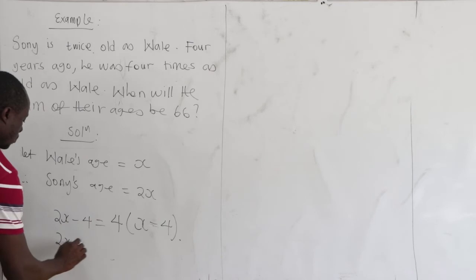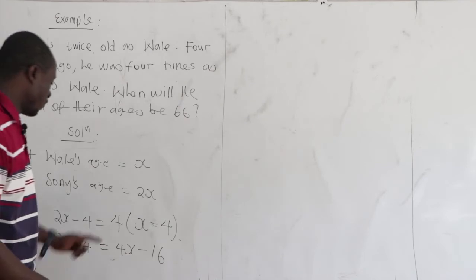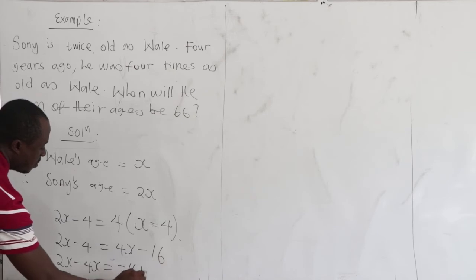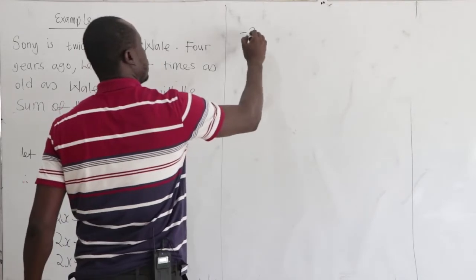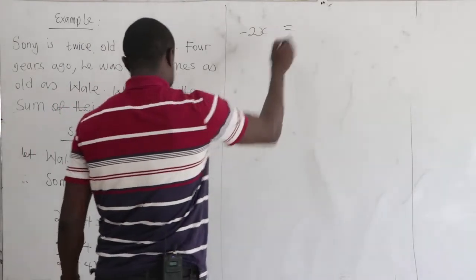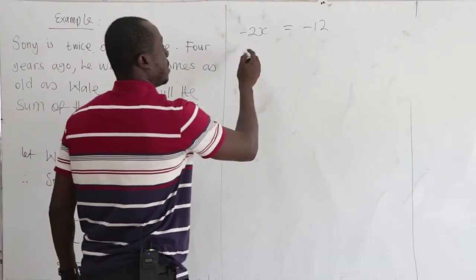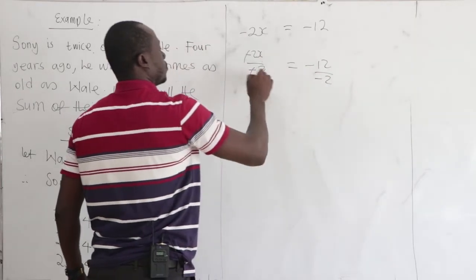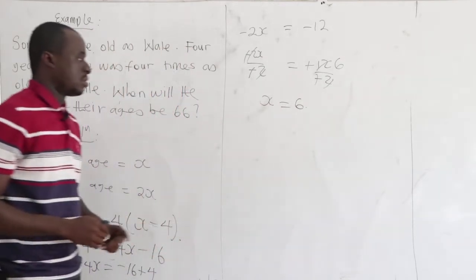We have 2x minus 4 equal to 4x minus 16. 4 times 4, that is 16. From here, we group like terms. So we have 2x minus 4x equal to negative 16 plus 4. Negative crossing becoming positive. Now 2x minus 4x, that's negative 2x. Why? We are taking a bigger value from a smaller value. And the negative 16 plus 4 is giving us negative 12. We want to find x, so we divide both sides by negative 2. So we have our x to be equal to 6.